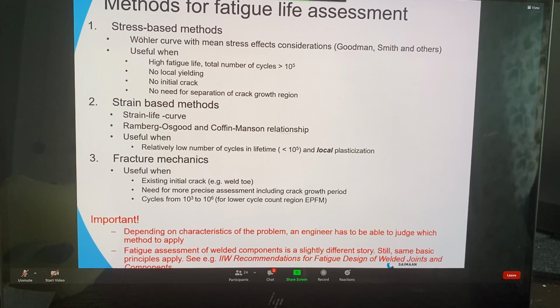And that is also, of course, useful when you need a more precise assessment of how long or how many cycles it requires for the existing crack to grow. And of course, it's the only option if you already have an initial crack, because then you can't use the stress-based method anyway.